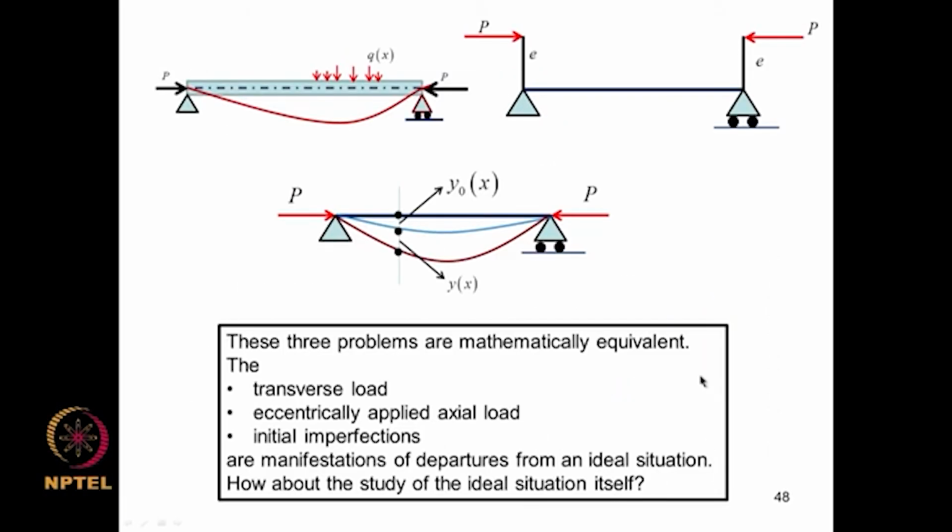So, we interpreted presence of a transverse load or our inability to apply axial loads in a truly perfect manner or presence of an initial imperfection as manifestations of certain imperfections in the system. That means, these three problems we showed that they are all mathematically equivalent, and we interpreted them as manifestations or departures from an ideal situation. Now, how about the study of an ideal situation itself?